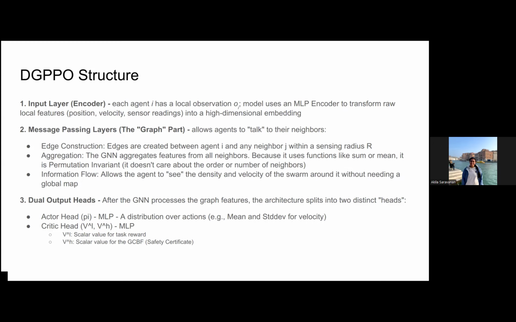None of the operations are dependent on any order, if that makes sense. Which is why it's treated as a set rather than a list. There's no ordered list of nodes. It's just the set of nodes that are in my sensing radius. So it doesn't matter if I'm looking here and start my set this way, or if I'm looking here and I start my set. Technically, attention is also permutation invariant over the query. Yeah, so yeah.